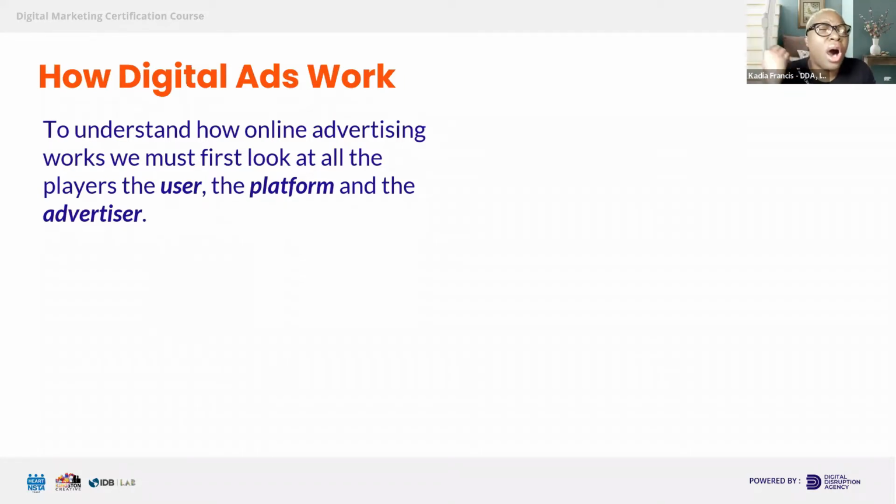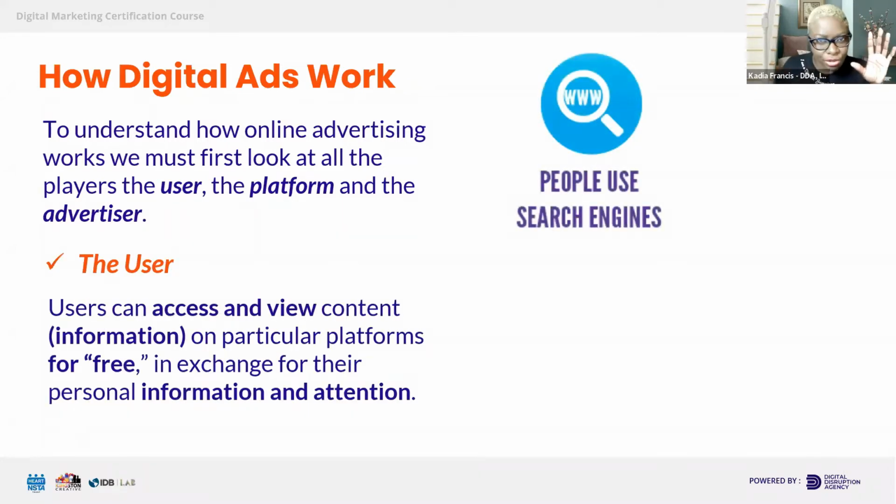But how does a digital ad work, right? To understand how online advertising works, we have to look at the players. So there are three main players in online advertising: the user, me and you; the platform, whether it's social media, website, or app; and the advertiser, which is the marketer or the business, the brand, right? So these are the three players, and let's look at what these three players do. As the user, we are allowed to access and view content on these platforms for free.